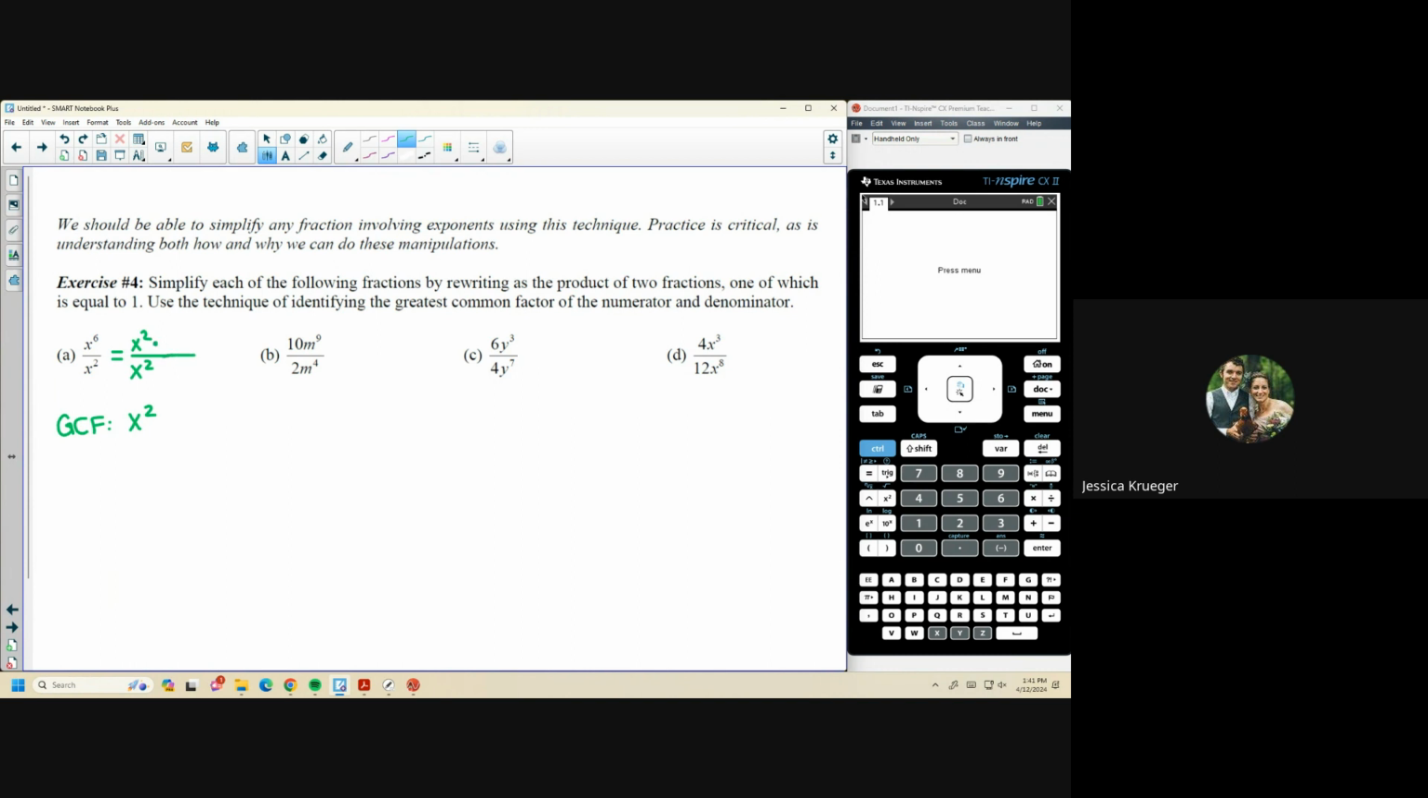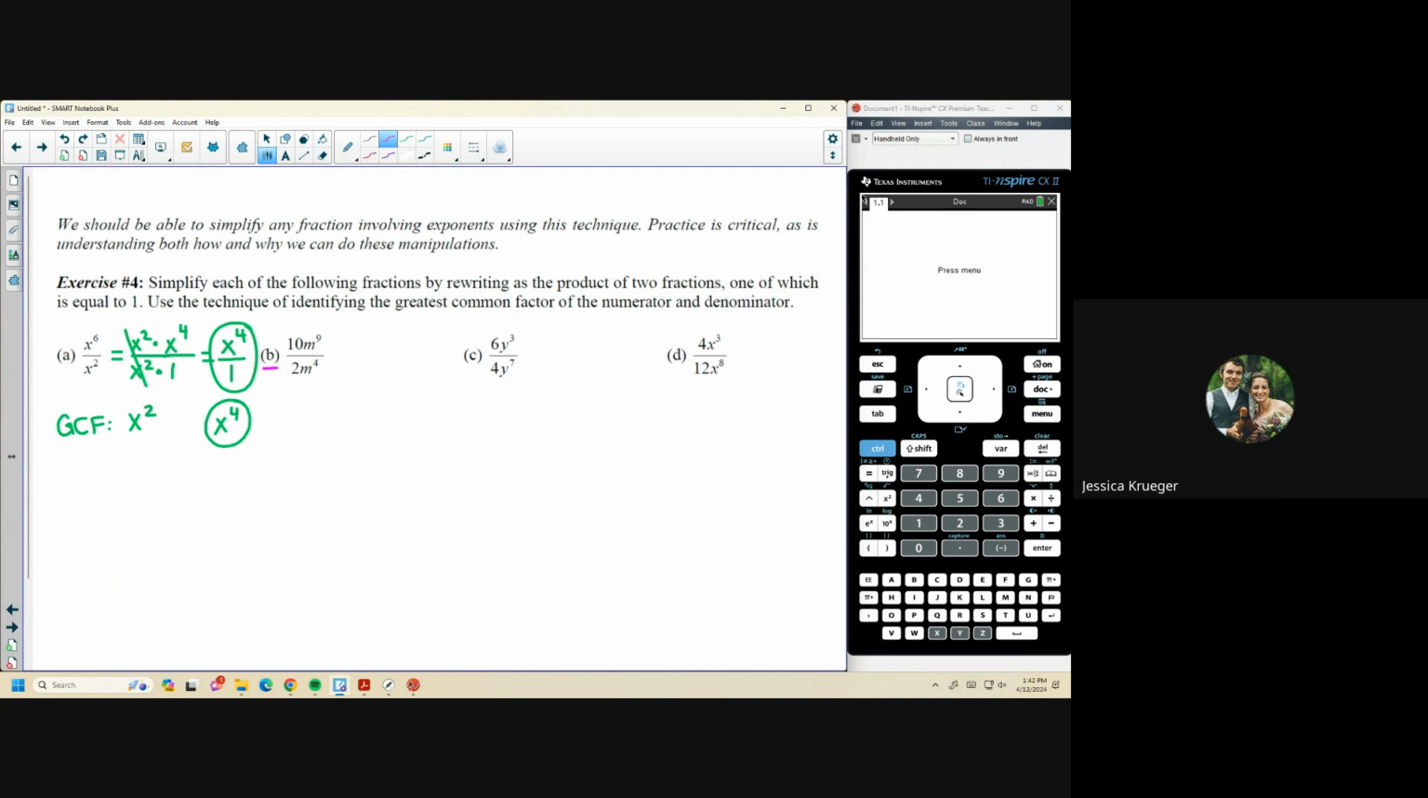Well, remember when we multiply, we add the exponents. So in my numerator, I'm going to need an x to the fourth. The denominator is x squared, so I'm just going to keep it 1. X squared over x squared is 1. So x to the sixth over x squared simplifies to x to the fourth over 1. You could also write that just as x to the fourth. Okay, part B.